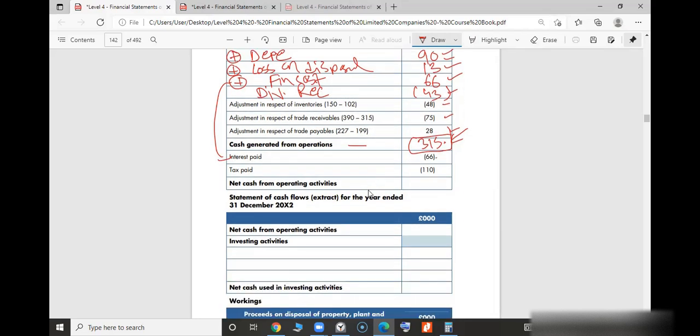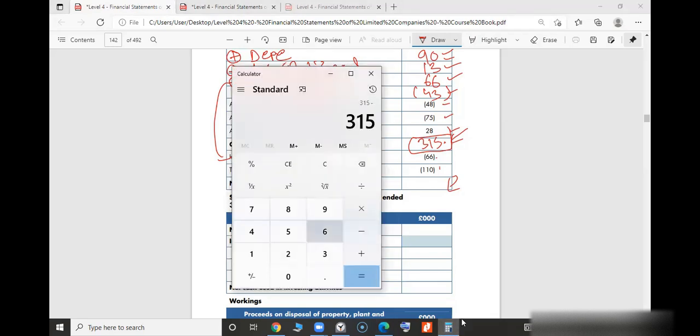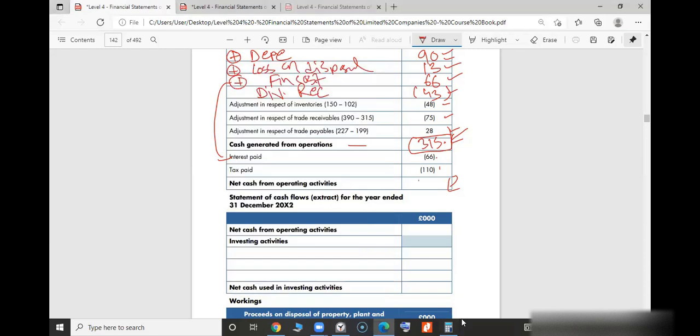Anyway, of that minus these two, what do you get? Net profit, or the first thing, operating activities. Net cash generated from operating activities. 66 minus 110. Yeah, 139 is the right answer. We'll check the answers later.